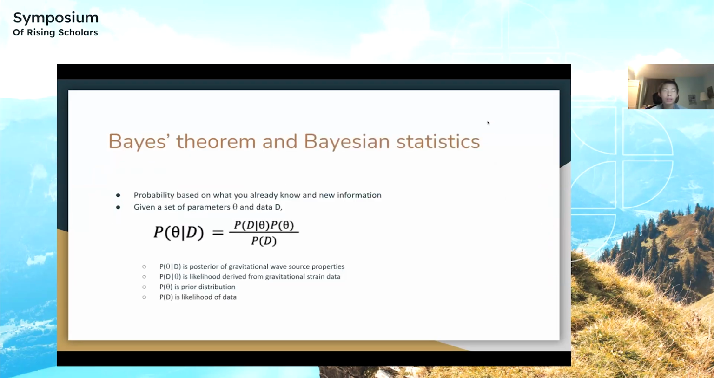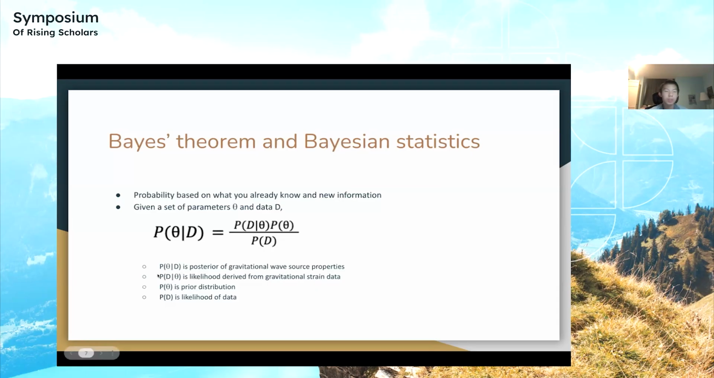And for analyzing these strain data, we first have to know some statistics theorems. This is called Bayes' theorem, and it's a way of doing probability when you already know some information and you're getting new information, and it integrates both of these data. The equation is P of theta given D equals P of D given theta times P of theta over P of D, where P of theta given D is the posterior of gravitational wave source properties, which is what we're trying to figure out.